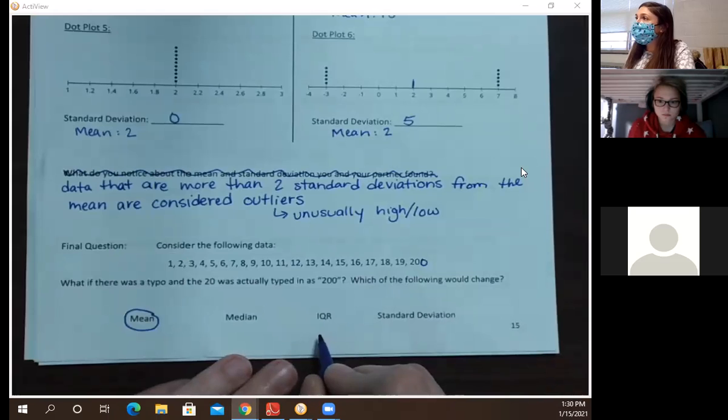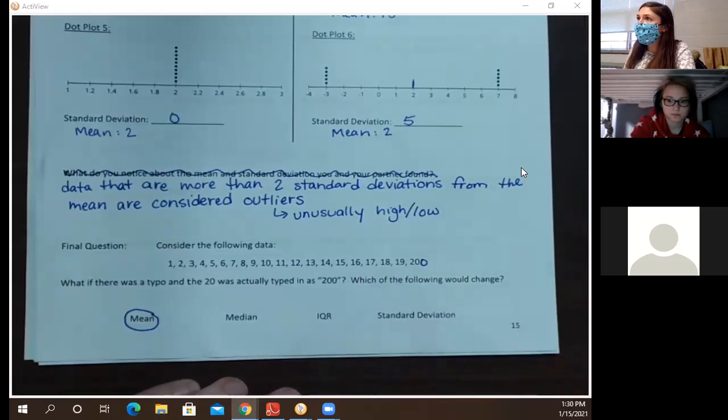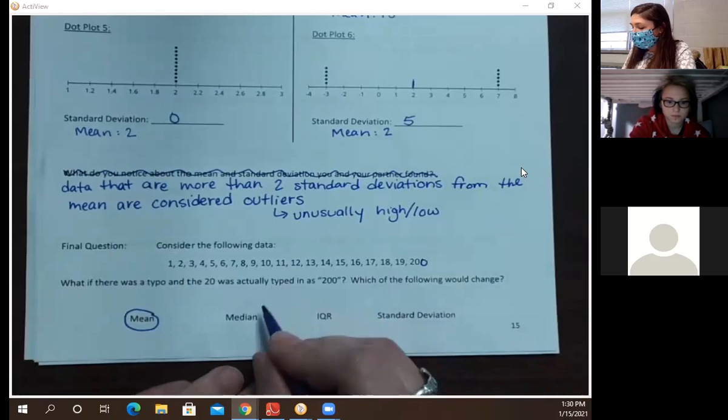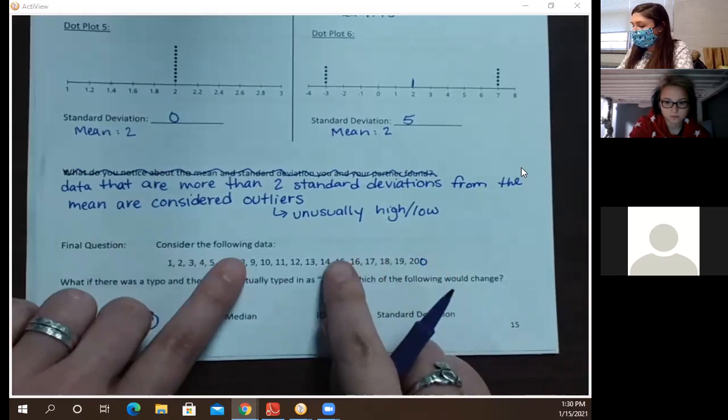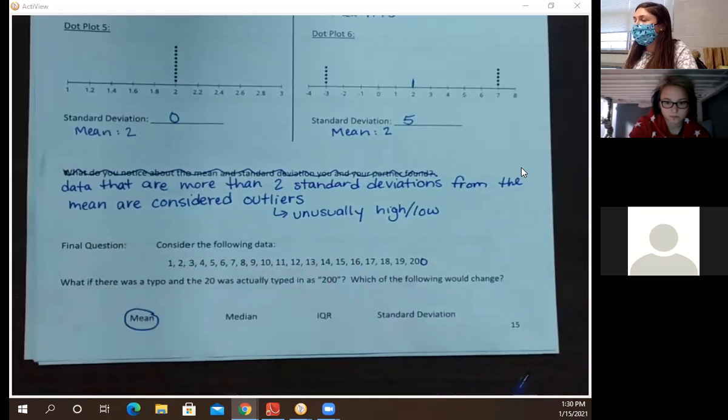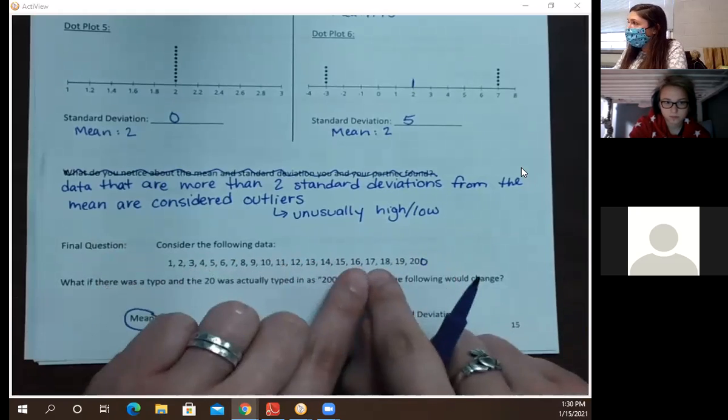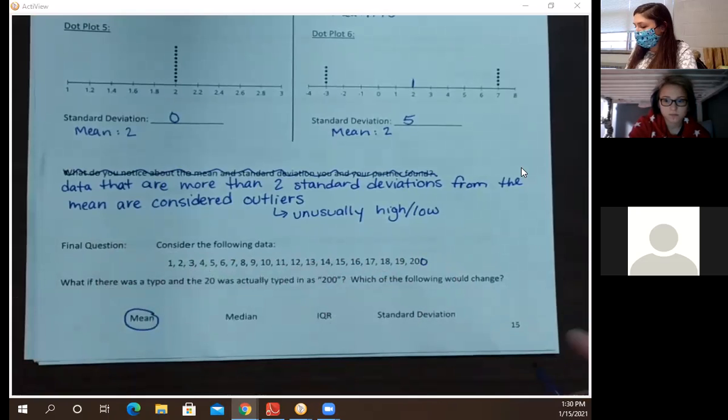IQR is based on those quartile numbers, Q1 and Q3. Are those going to change? Remember, our median stays the same because we're looking at following those numbers to the middle. My lower quartile number will be the same. My upper quartile number will be the same. So is that range going to be any different? No, that one will stay the same as well.